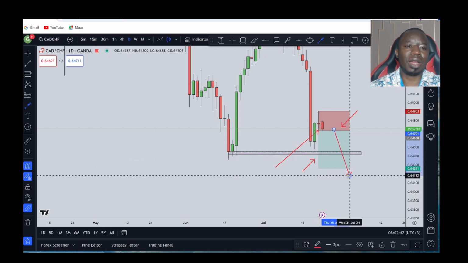So that's our analysis for this CADCHF, or the Canadian dollar Swiss franc currency pair. I hope you're able to find opportunities within this day or the week to take trades to the downside and hopefully make some money out of the markets.